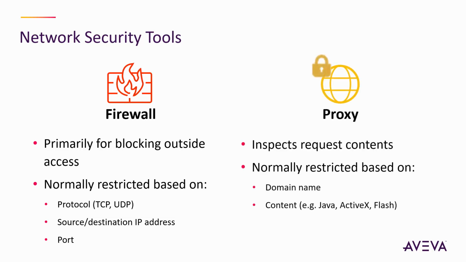So a web proxy is used to restrict access to particular sites, normally based on the domain name. It can also be used to filter particular kinds of content. For example, blocking Java-based applications, ActiveX, Flash, as well as particular sites.